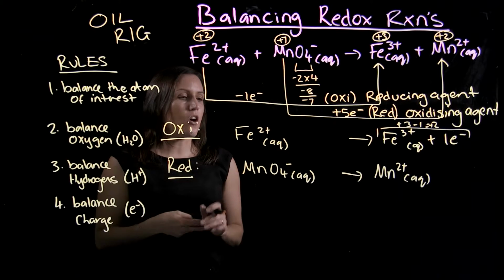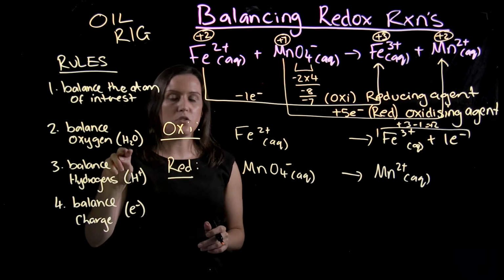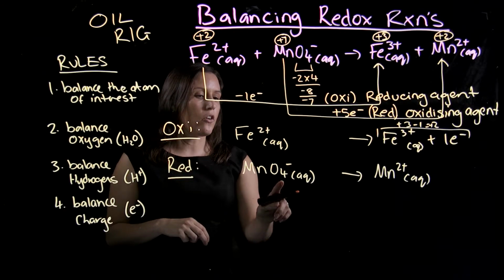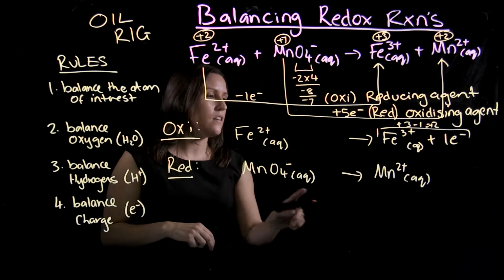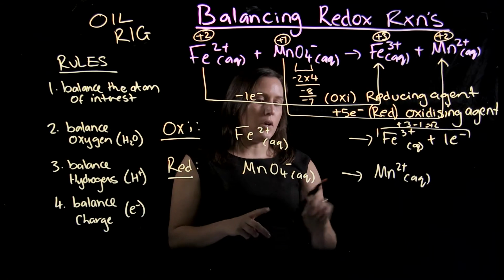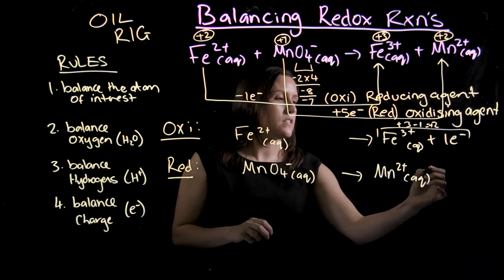The next one is your oxygens. Okay, so number 2 is our oxygens. We've got 4 oxygens here on the left-hand side, so we're going to need to make sure that there's 4 on the other side too.